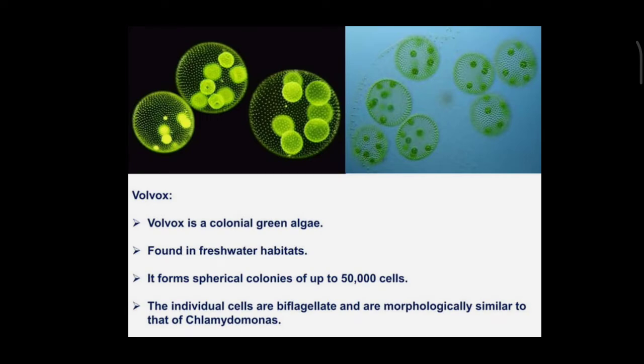Volvox is a colonial green algae. It is found in freshwater habitats. It forms spherical colonies of up to 50,000 cells. The individual cells are biflagellate and are morphologically similar to that of Chlamydomonas.